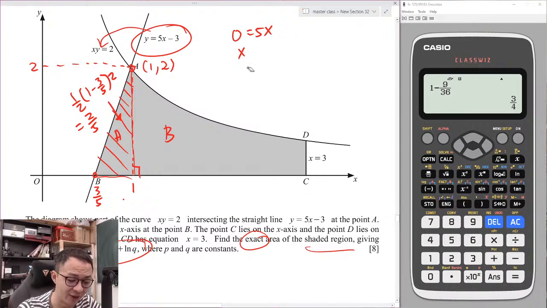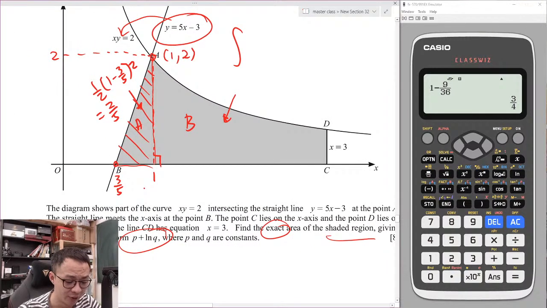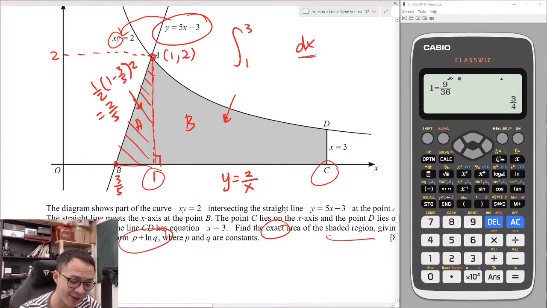Now I want to get the area under the curve here. To get the area under the curve, I will need to integrate from my lower limit to the upper limit, which is from 1 to 3, or what they call a definite integral. I cannot integrate xy equals 2. Because I want it towards the x-axis, I want dx here, so I need to make y the subject. So y equals 2 over x, which in index form is 2x to the power of negative 1. I will just need to integrate this.